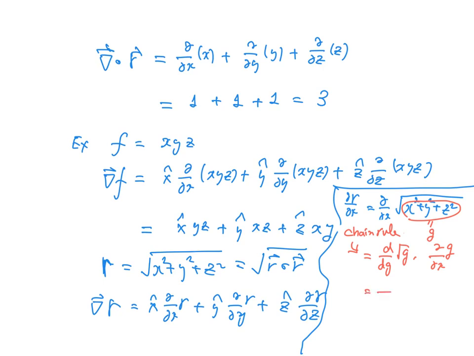So this is 2 root 2g over 1. This is 2x. So this is root 2g, which is actually r over x.